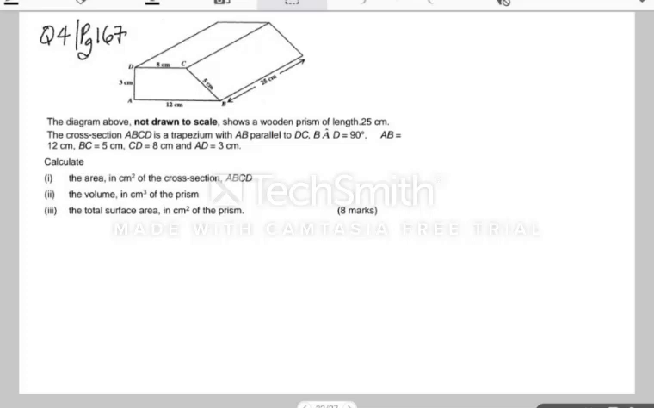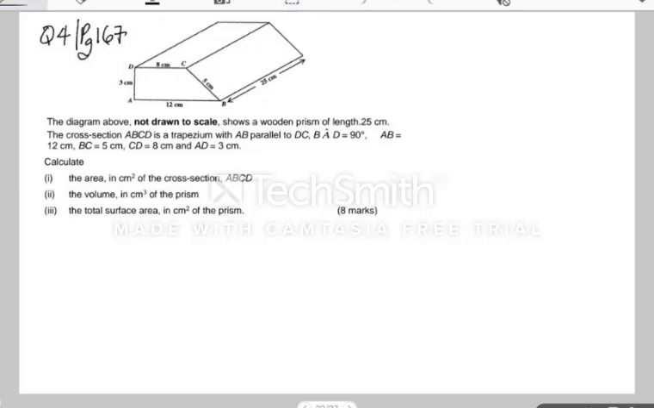The question says, the diagram above, not drawn to scale, shows a wooden prism of length 25 centimeters. The cross section ABCD is a trapezium with AB parallel to CD, and the angle at A is 90 degrees. AB is 12 centimeters, BC is 5 centimeters, CD is 8 centimeters, and AD is 3 centimeters. We're to calculate, one, the area in centimeters square of the cross section ABCD.